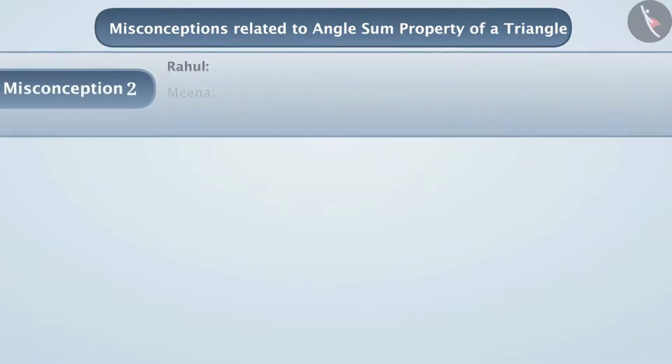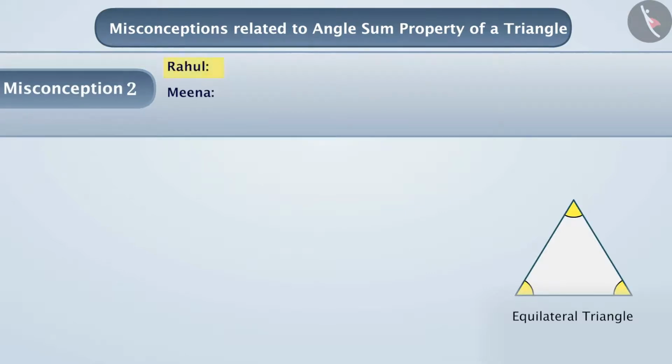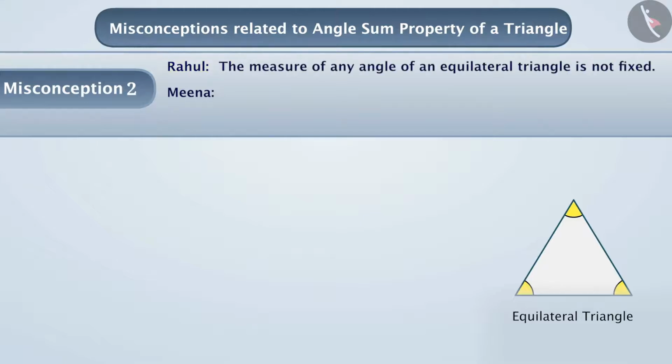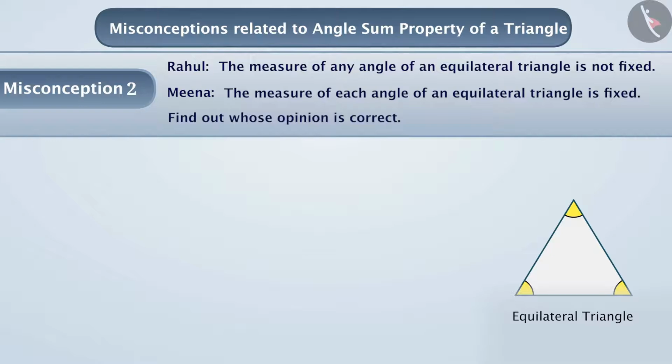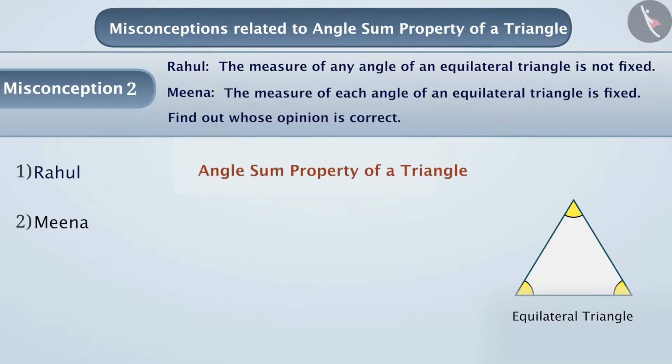Misconception 2. Rahul and Meena are discussing about equilateral triangle. Rahul thinks that any angle of an equilateral triangle is not fixed, whereas Meena thinks that all angles of an equilateral triangle are fixed. Find out whose opinion is correct. Some students do not know the usage of the angle sum property of a triangle.